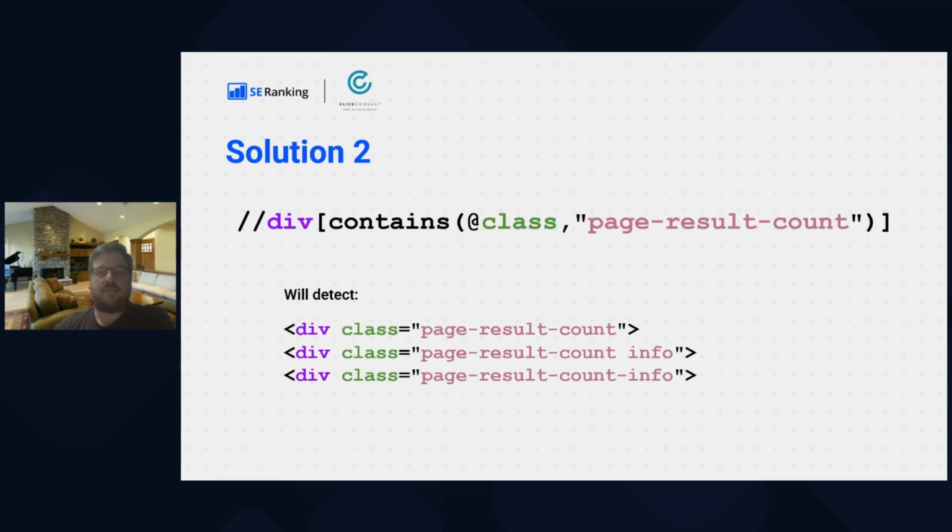Now, here are 3 examples of classes that it will detect. It will detect examples like in the previous one. However, it will also detect if there are multiple classes, multiple values within a class, and it will also detect if the class value contains page result count. So, for example, it's got -info at the end as one example. So you do need to be careful, because you may end up extracting tags that you didn't intend to. Which is why I prefer the exact match, because you have more control over it. But this is useful in examples where you don't have that level of granularity on your page.